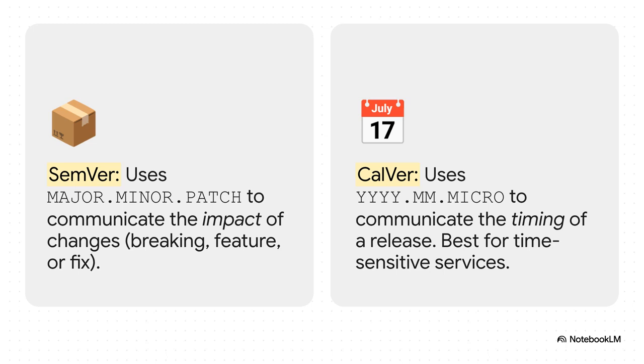The first is Semantic Versioning, or SemVer. It uses that major.minor.patch format, and it's brilliant because it communicates the impact of a change. If you change that first number, you're telling people, warning, this update might break your code. The other approach is Calendar Versioning, or CalVer. This tells you when something was released, which is really useful for services that are updated constantly.